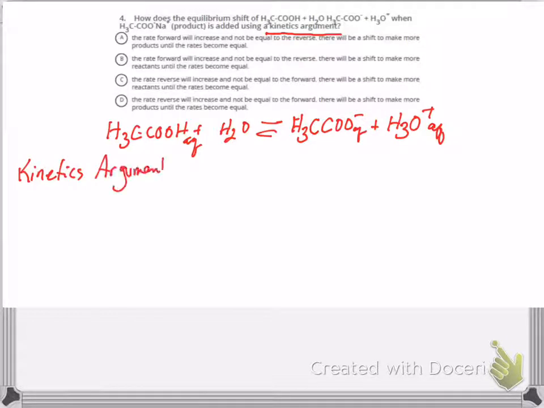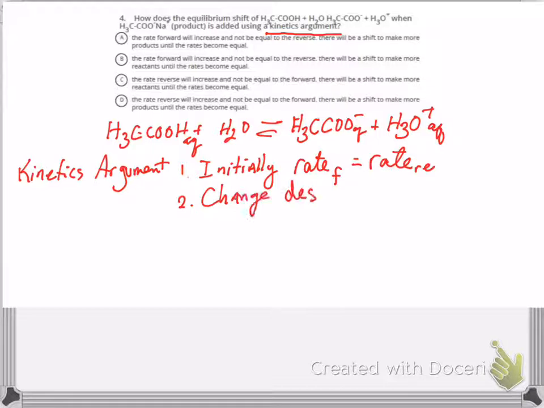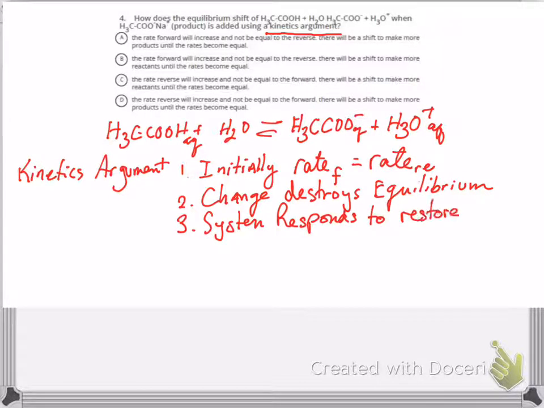So the first step we have to do is construct the rate laws. We know that initially, before anything is added, the rate forward equals the rate reverse. So before we add any substance, or at equilibrium, the rates are equal. Then step 2 destroys this equality: the addition affects one side more than the other, destroying the equilibrium. In step 3, the system responds to reestablish or restore the equilibrium.